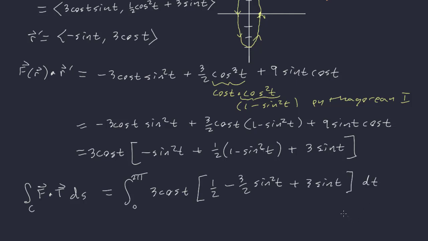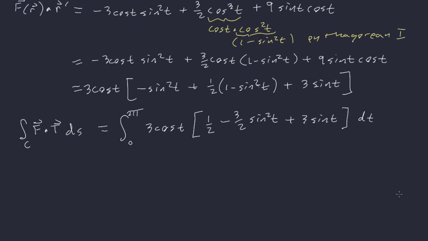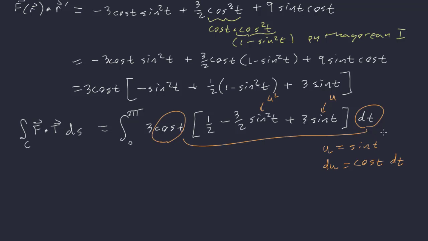All right, dt. And here's where we can set up our U substitution now. So I'm going to let U be sine t, which lets du be cosine t dt. So that means this is going to become U squared, this is going to become U, and these two together are going to become du, right? Du will be cosine t dt.